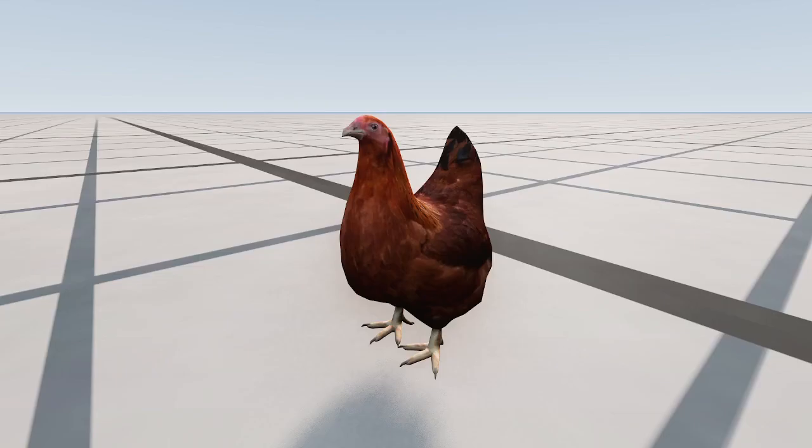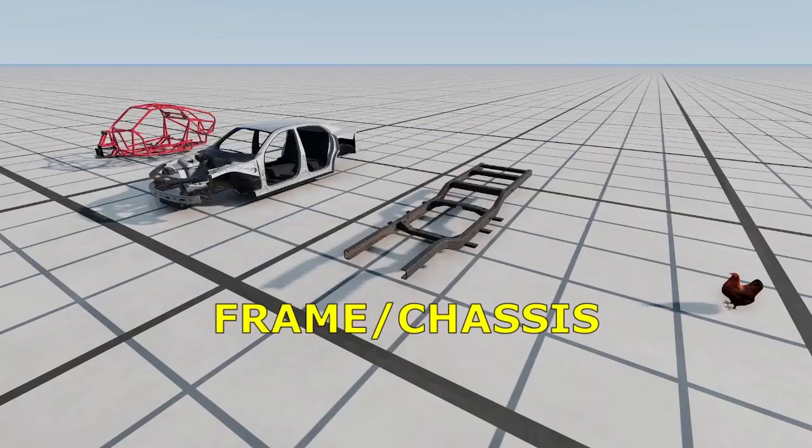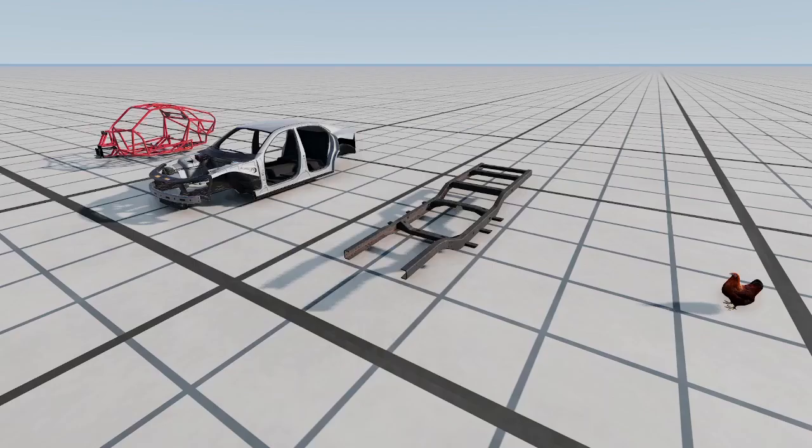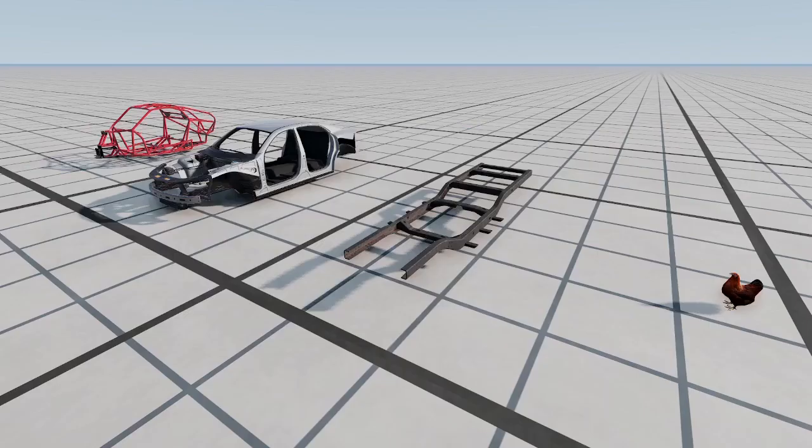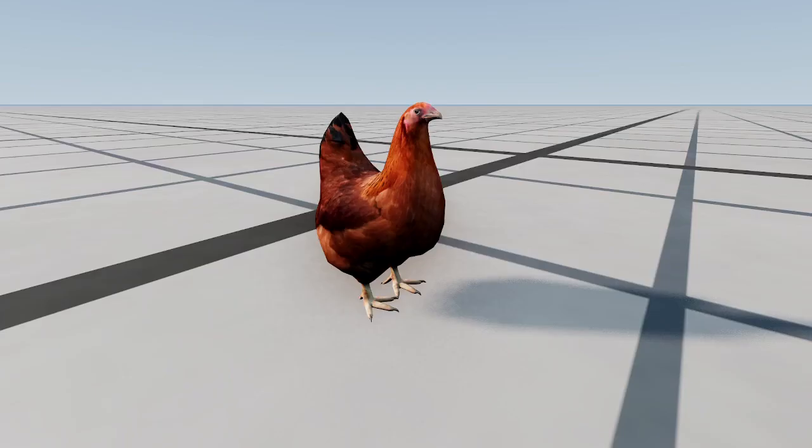Okay, here we go. This is the frame, or chassis, of a car. There are two main types of car frames, but for demonstration purposes I have included a third type. Other frame types exist, but they are either uncommon, or only used for specific purpose-built vehicles. For this video, we will just talk about these three frame types.